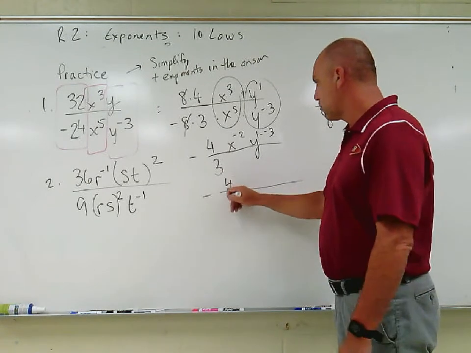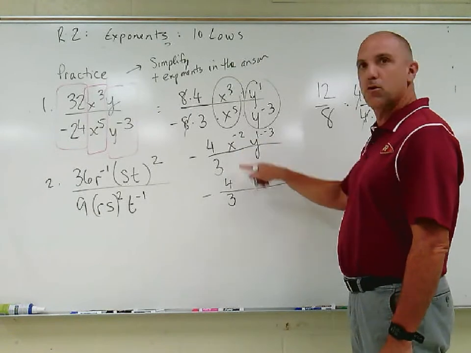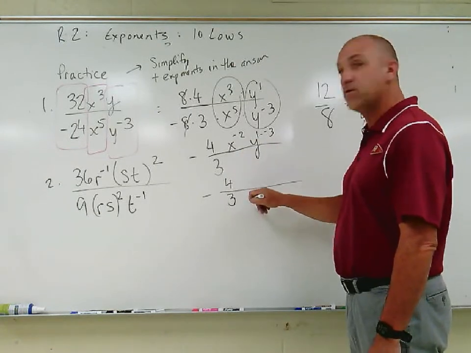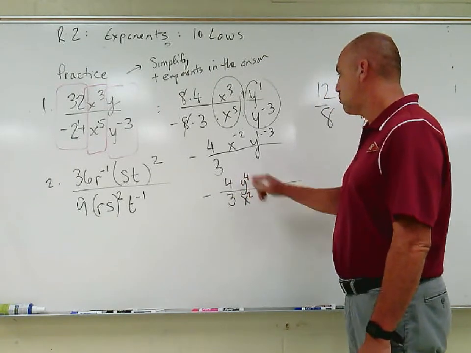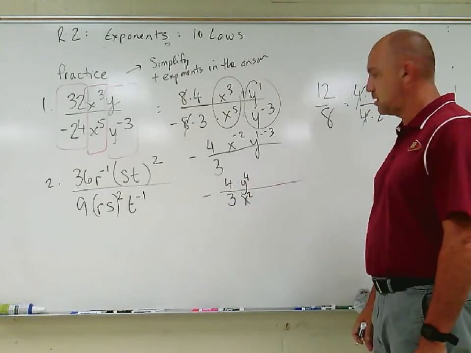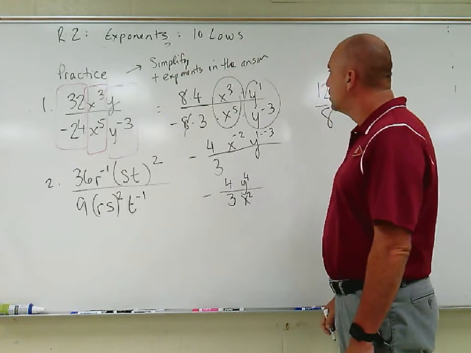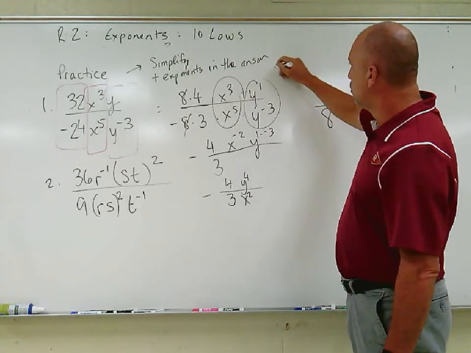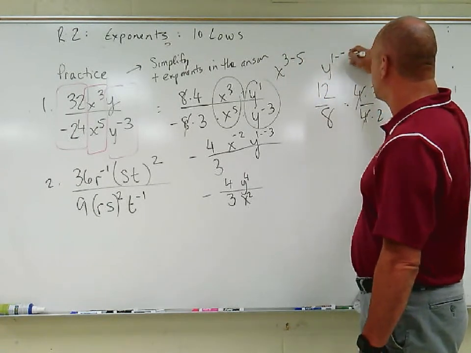You got negative 4/3. Where's this x going to go? X to the negative 2. You're going to leave it there, or you're going to move it? Move it where? To the bottom, and the top should be y to the fourth. That should be your answer. Okay. So I'm using the rule where it says you subtract 3 minus 5, and this was 1 minus negative 3. Okay.